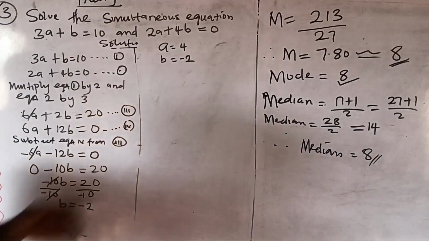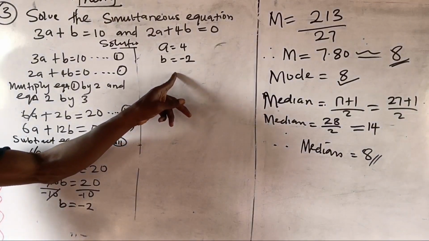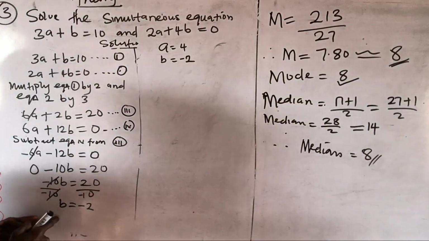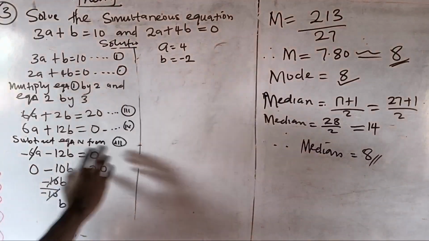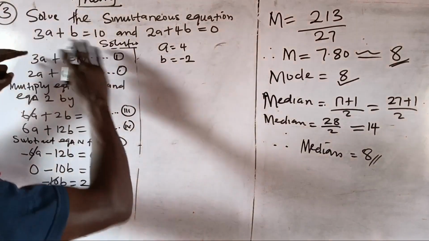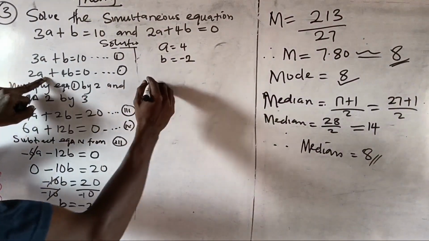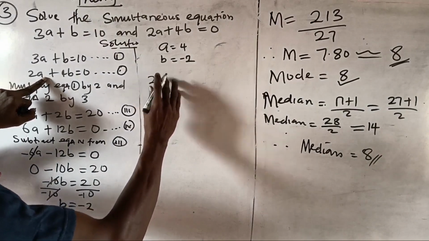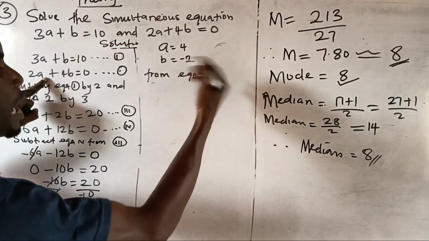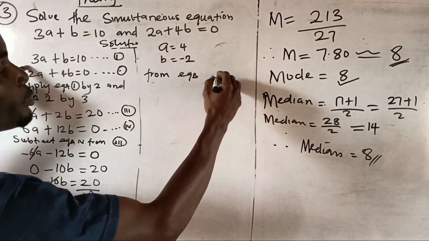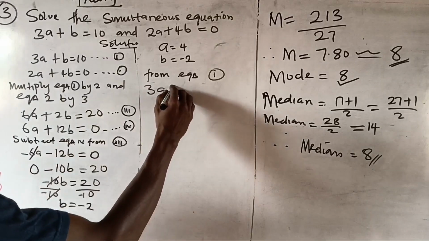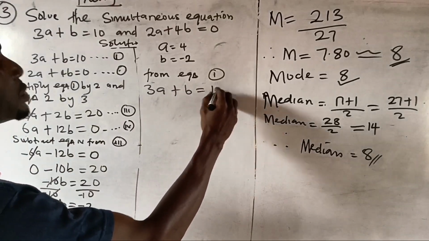That is what I got when using the substitution method, right? So this is minus 2. That is what I got for B. So I'm going to pick any equation here to solve for my A. Let me pick equation 1. So equation 1 is 3a plus b equals 10.